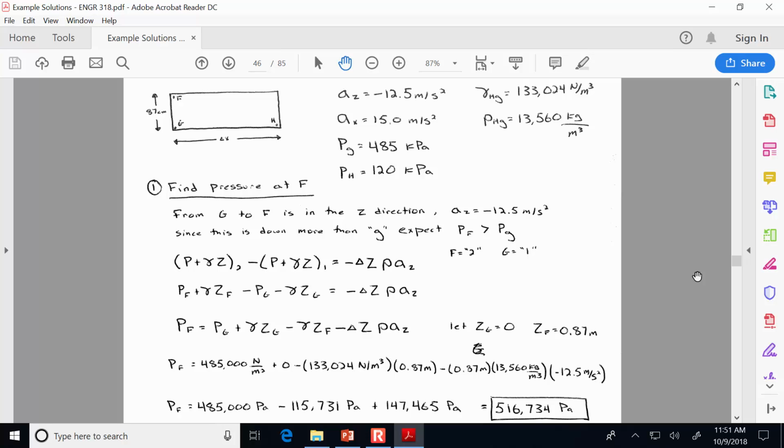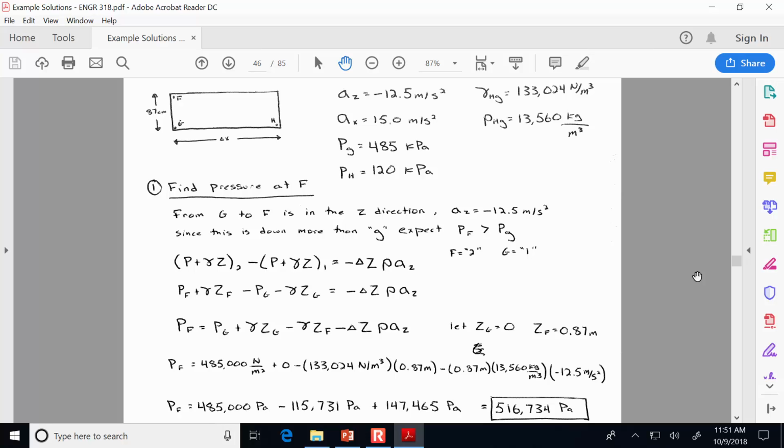147,465. So the pressure increases some because of the downward acceleration, and it decreases some because of being higher in the fluid elevation-wise, but the net difference between those two changes is that because the acceleration is down faster than gravity, there's going to be more pressure at F than there is at G. So in the end, the pressure should be about 517 kilopascals at F.